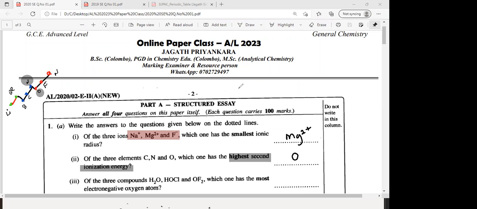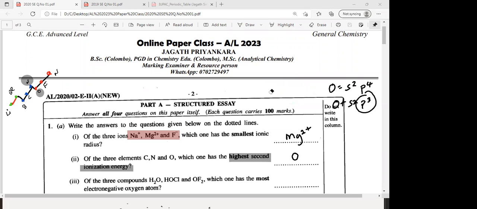Look at the configuration. Nitrogen is 2s2 2p3, oxygen is 2s2 2p4. So when it becomes the second ionization, an electron is removed from N plus, so it becomes 2s2 2p2. O plus is 2s2 2p3. So removal from p3 is more difficult than from p2. That's the reason.